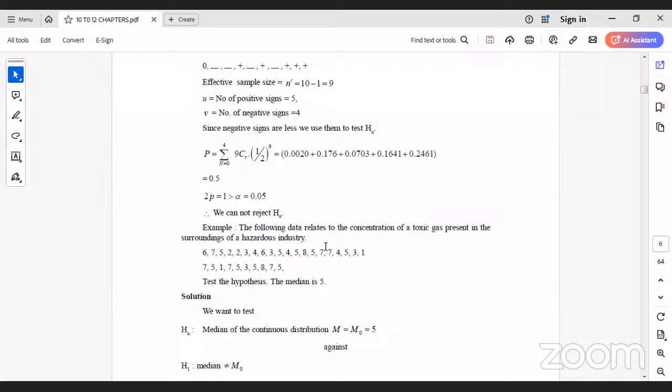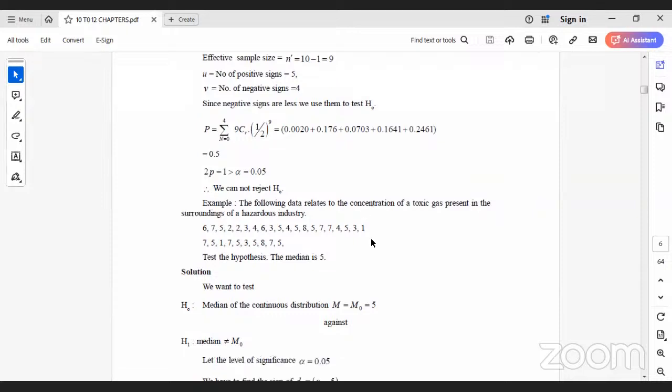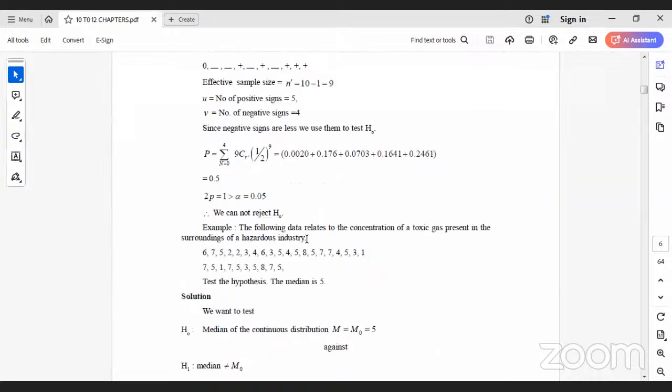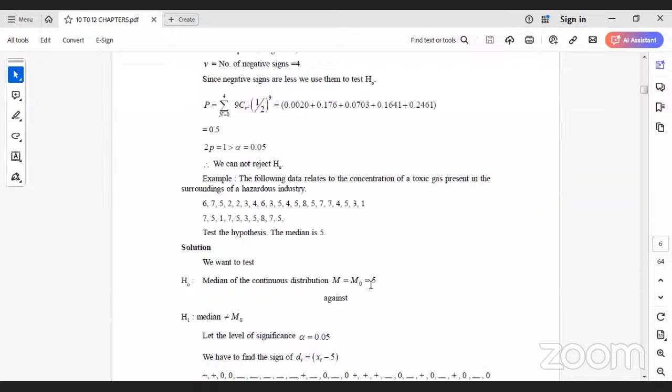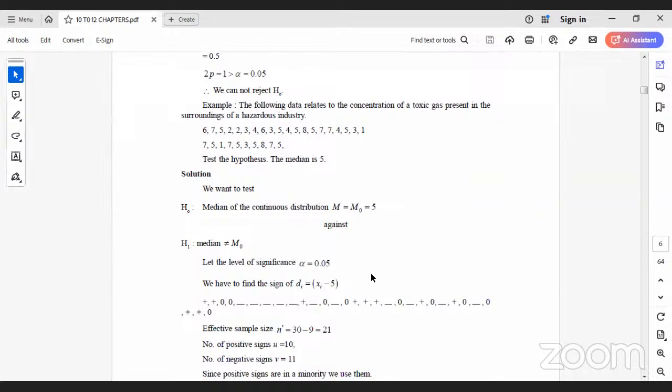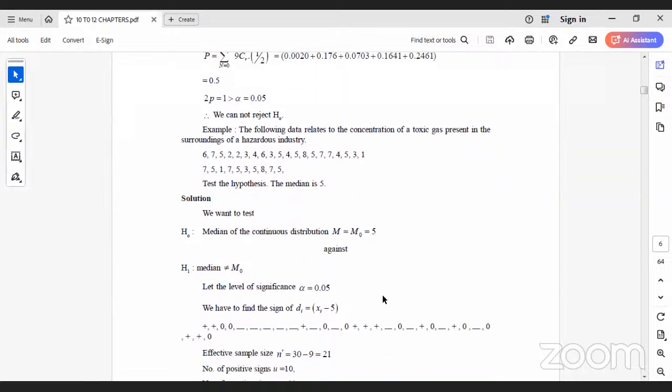Okay. The following data relates to the concentration of toxic gas present in the surroundings of a hazardous industry: 6, 7, 5, 2, 2, 2, 3, 4, 6, 3, 5, 4, 5, 5, 7, 7, 4, 5, 1, 7, 5, 1, 7, 5, 3. The following data, according to the median, is 5. n is equal to m naught is equal to 5, m is equal to m naught, that is alpha is equal to 0.05. Take a look, Komali, are you listening?